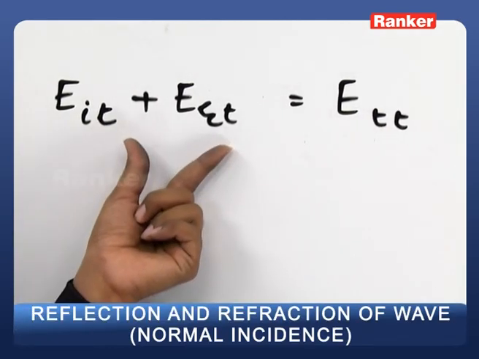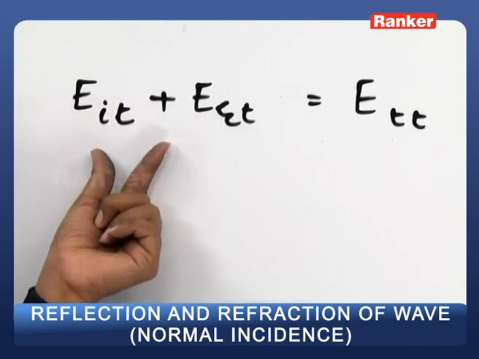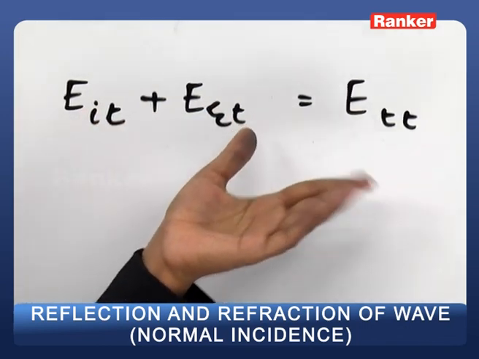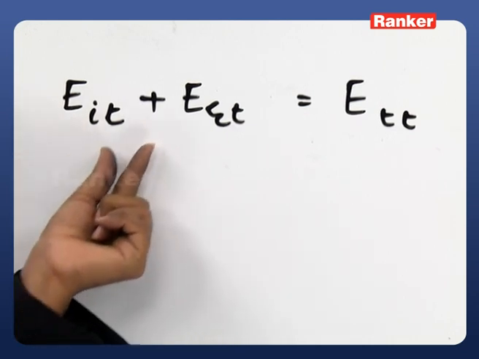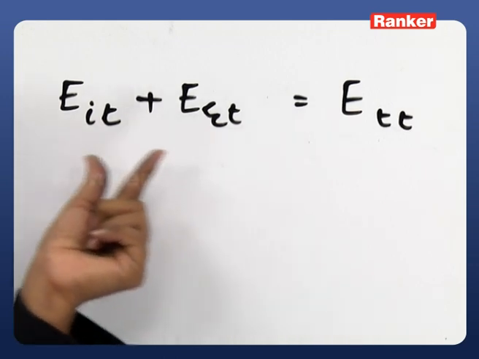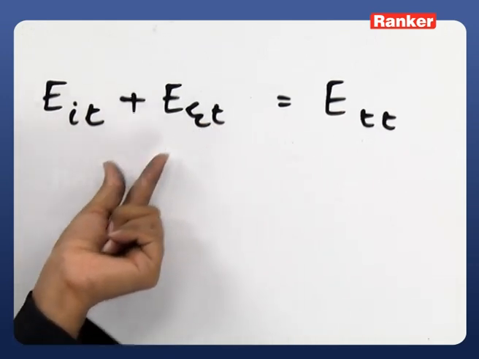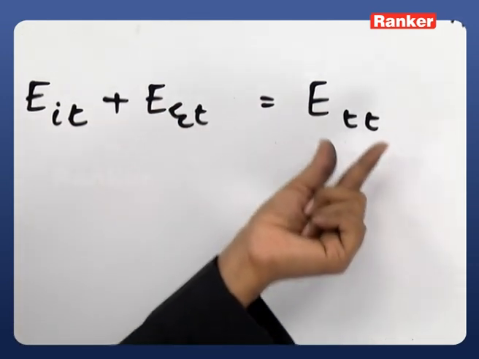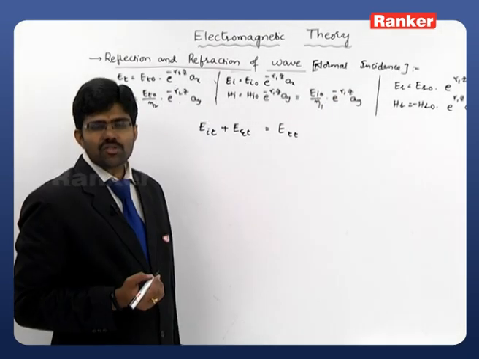So this is for electric field. A similar condition can be applied for the magnetic field also, right? That is HIT plus HRT is equal to HTT. That is, the tangential component of the incident wave plus the tangential component of the reflected wave is equal to, at the boundary, the tangential component of the transmitted wave.